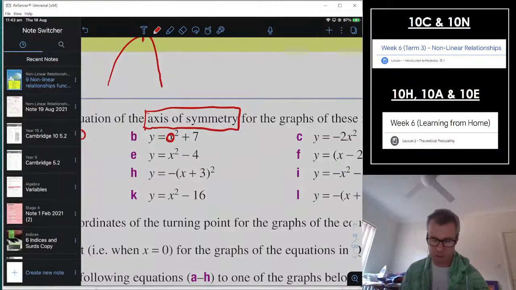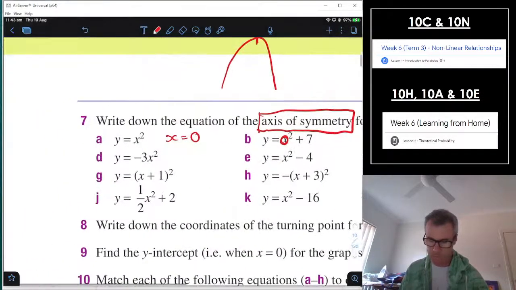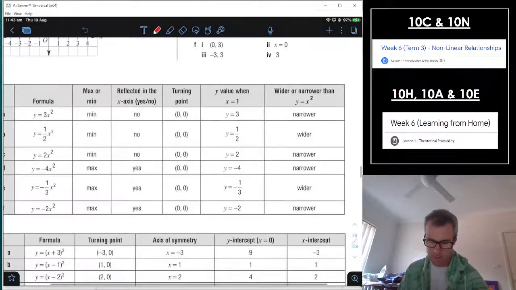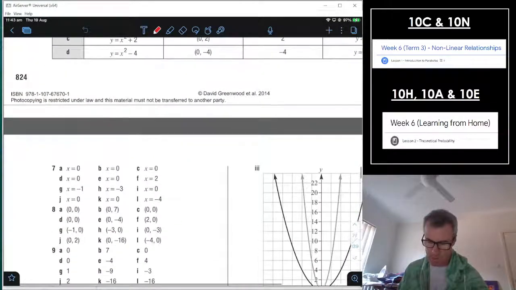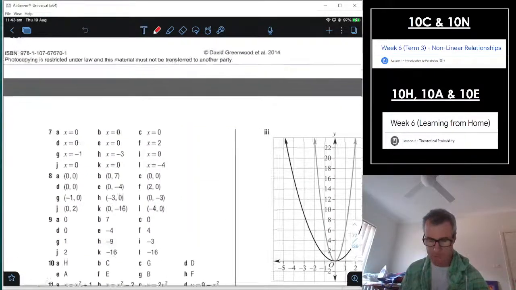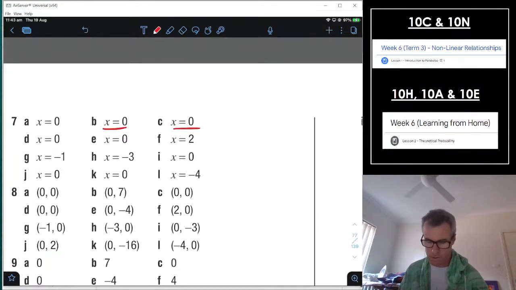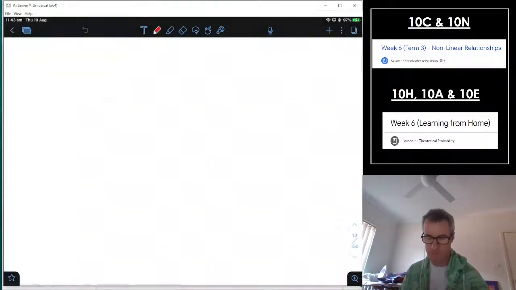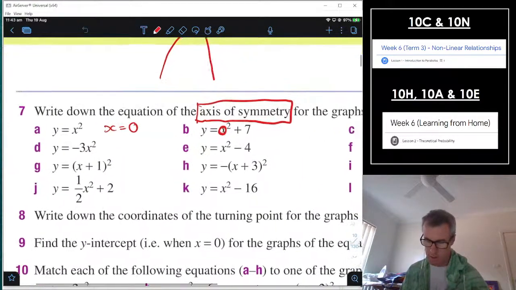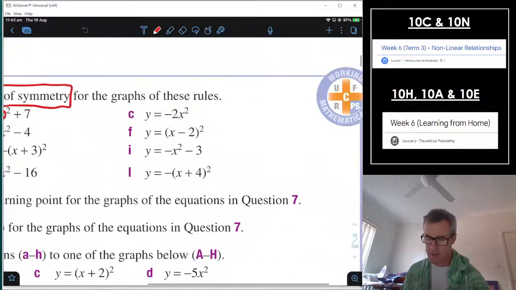Again, let's check the answers. What question is this? 7AB. No, it's all right. See, I was right. Look at that. x is 0, x is 0. Let's have a look where x is 2. So let's have a look at 7f. Aha.